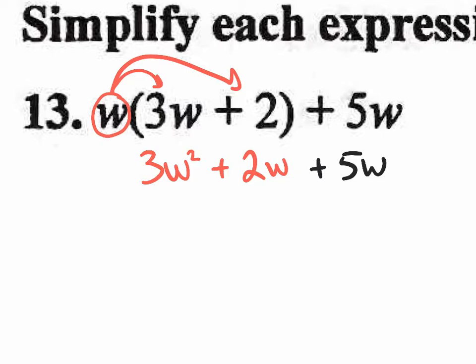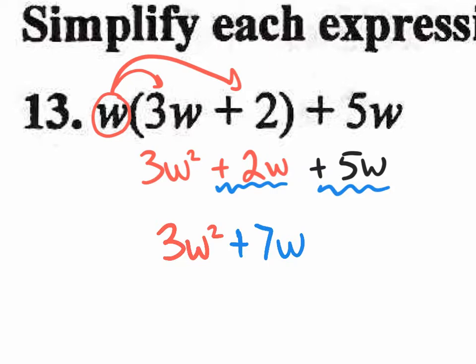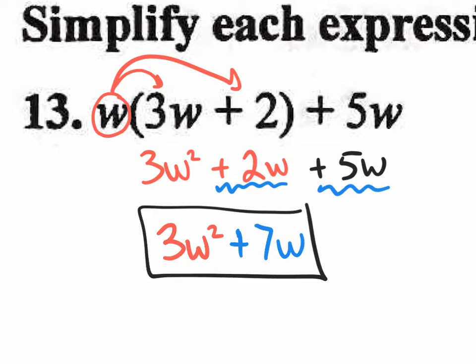Could we combine the w squared with anything? No, we have to combine the w's with the w's. So we have 2w plus 5w. That will be a positive 7w. And the 3w squared just comes down. You cannot combine 3w squared with 7w. Those are not like terms. So this is your answer right here. And if I asked you to classify it, that would be a quadratic binomial.